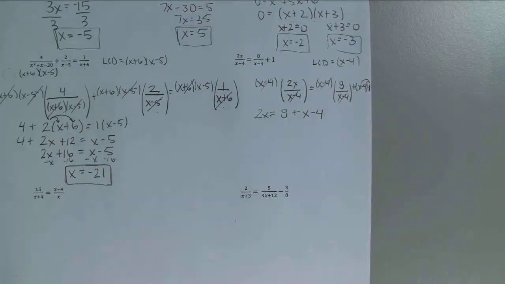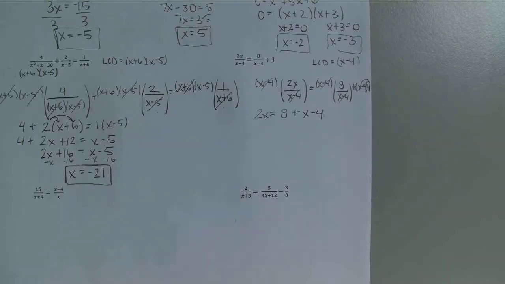I know it's getting kind of crowded. So 2x was already over x minus 4, so that denominator cancels out. 8 was already over x minus 4, so that denominator cancels out. And then 1 wasn't over anything, so we did have to multiply 1 times x to get x, and 1 times negative 4 to get negative 4.